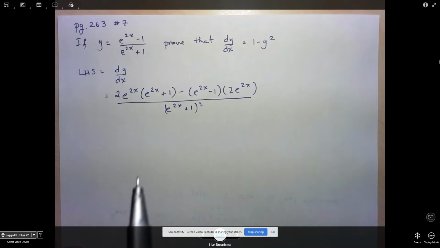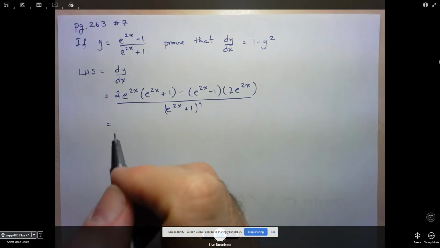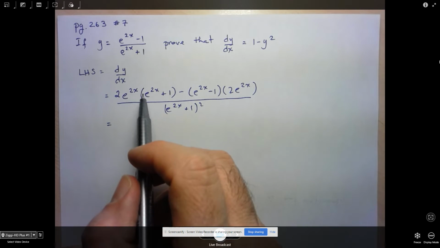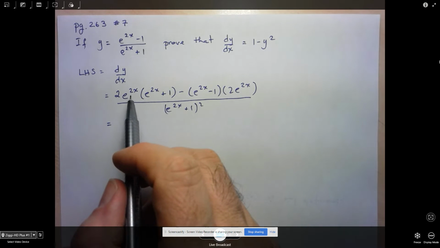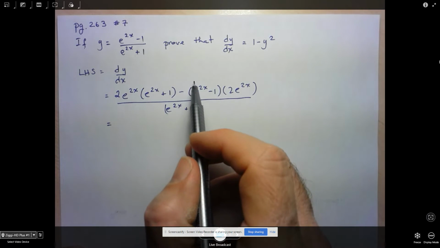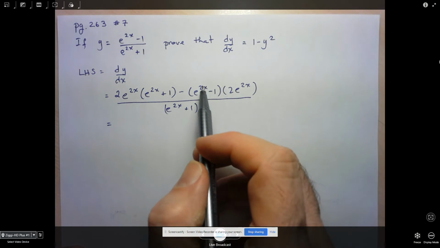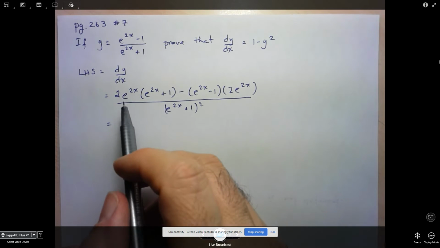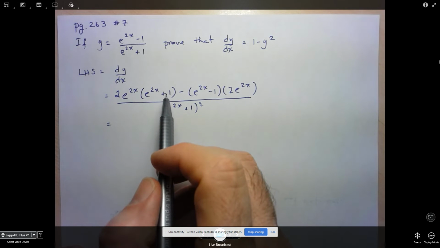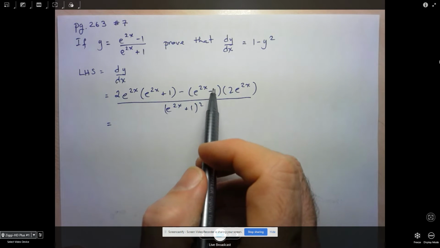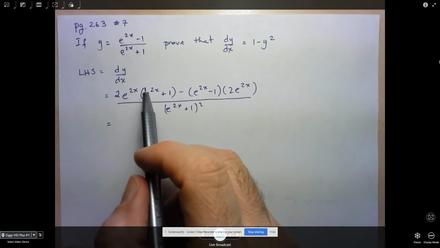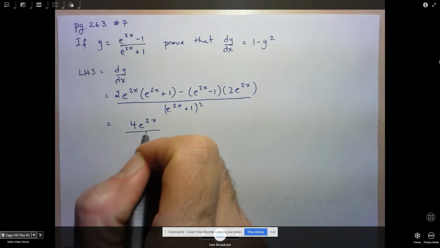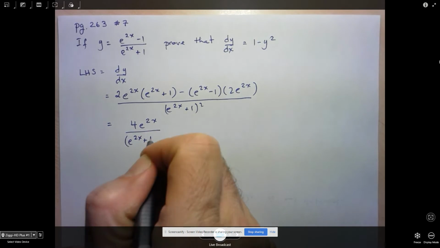All right, so now let's do some simplifying here. I see that I have 2 times e to the 4x. When I multiply these two, I just add the exponents. And I notice that I'm going to have another 2 times e to the 4x, which is being subtracted. So that's just going to be 0. So those are just going to cancel each other out. And so the other one is I've got 2e to the 2x. And here I'm going to be subtracting negative 2e to the 2x. So 2e to the 2x plus 2e to the 2x is going to be 4e to the 2x, all over e to the 2x plus 1 all squared.